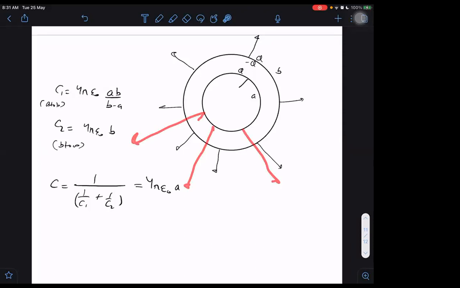If radius is existing, inner and outer, then it makes a difference. If inner radius is B and outer is C, then it will depend on A as well as B as well as C. It will be a complicated expression. You can derive that also. Derivation will be done the same way. Here in place of B, I have to write BC upon C minus B, and then add these and see what answer we get.